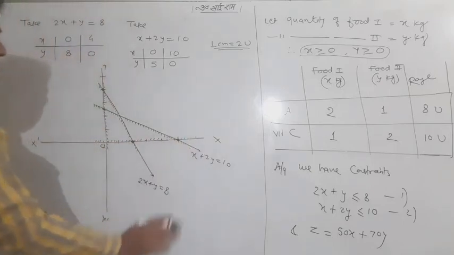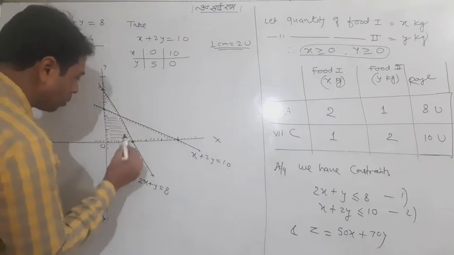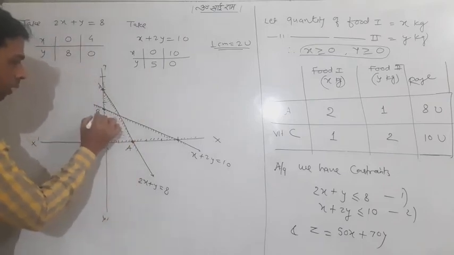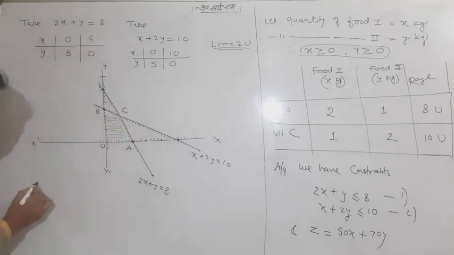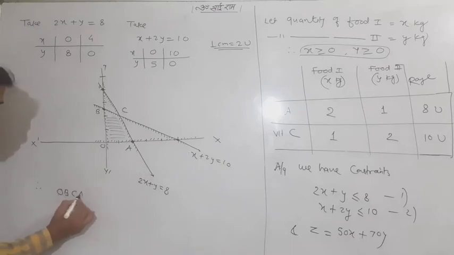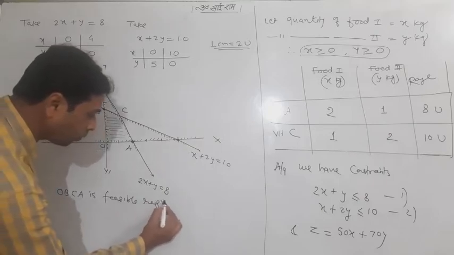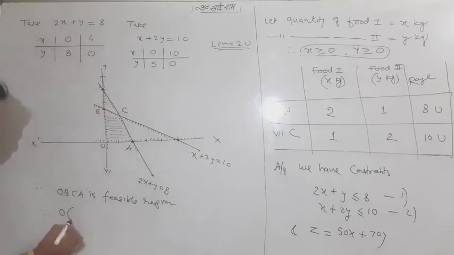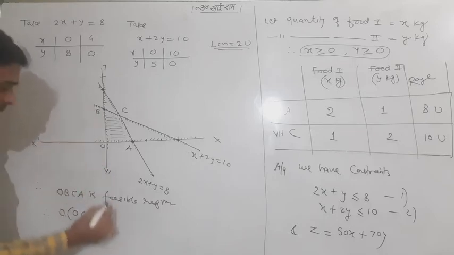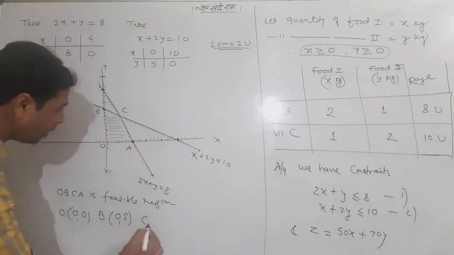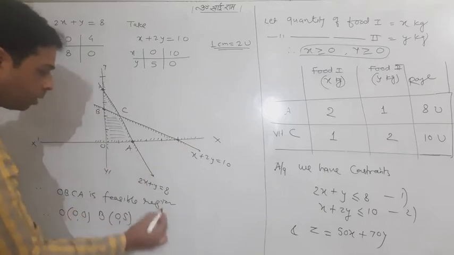So this situation will definitely lead us to see that this portion is your feasible region. O, A, B, C. So in the whole answer, I can write here that O, B, C, A is the feasible region. And the corner points are O, which is definitely (0, 0), B, I think you remember, is (0, 5), and A is (4, 0).